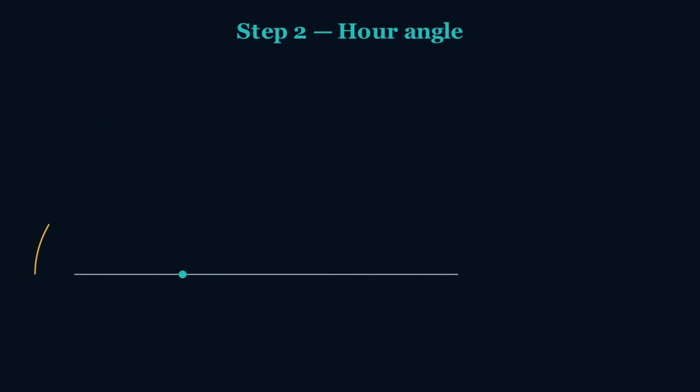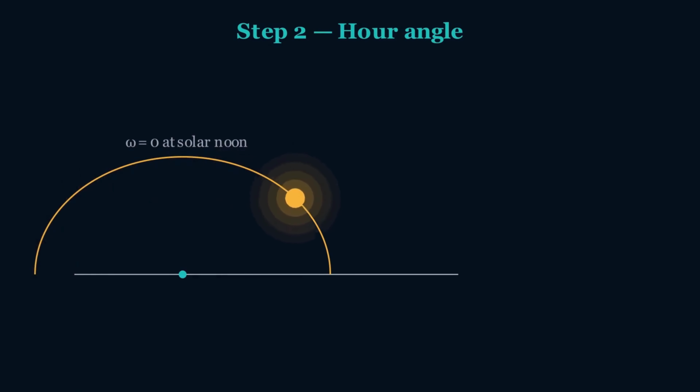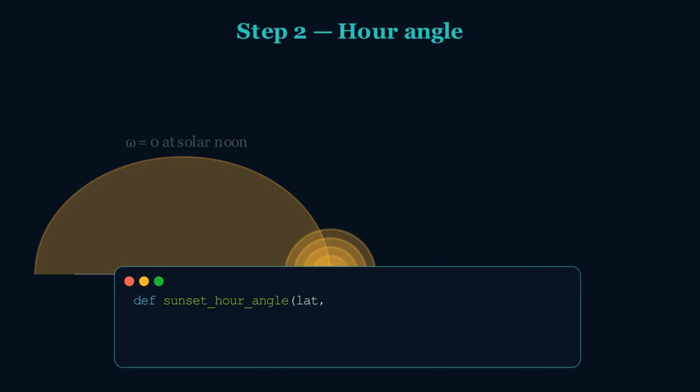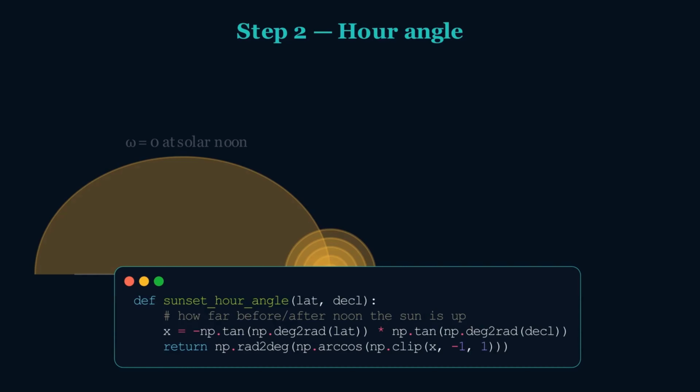Next, the sun moves across the sky every day, from sunrise in the east to sunset in the west. The hour angle measures how far the sun is from its highest point, solar noon. At noon the hour angle is 0. It's negative in the morning, positive in the afternoon, and the value at sunset tells us how long the sun is above the horizon that day. The sunset hour angle comes straight from the latitude and the declination we just computed. A few lines of Python, and we know the day length for any date.